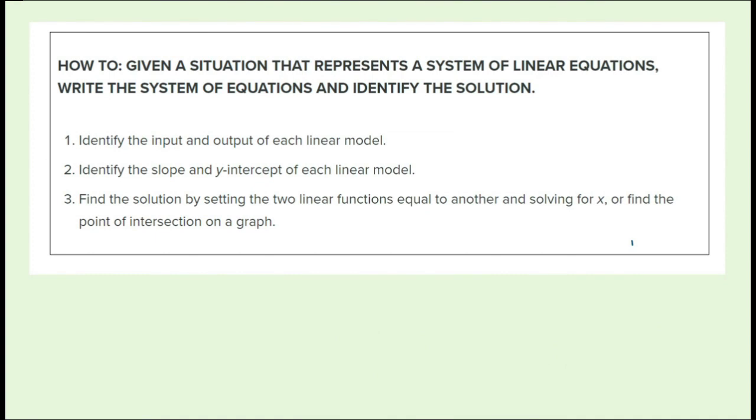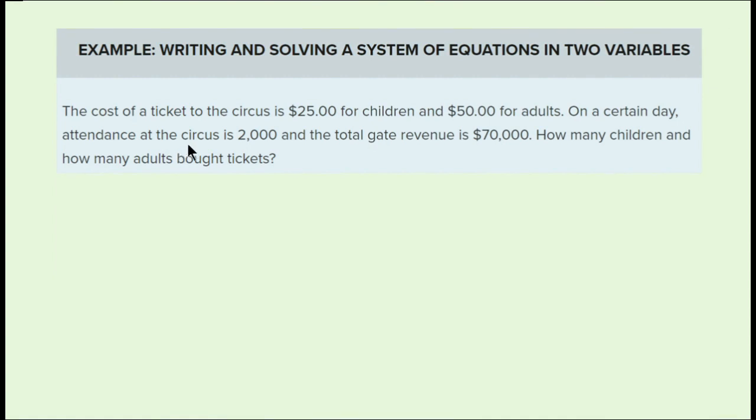Now, sometimes in mathematics we need to use systems of linear equations to solve word problems, that is, written problems. Now, let's look at an example. The cost of a ticket to the circus is $25 for children and $50 for adults. On a certain day, attendance at the circus is 2,000 people, and the total gate revenue is 70,000. How many children and how many adults bought tickets?